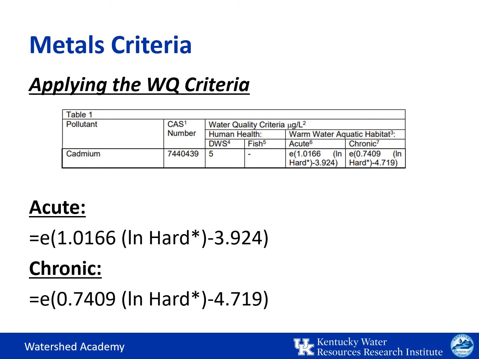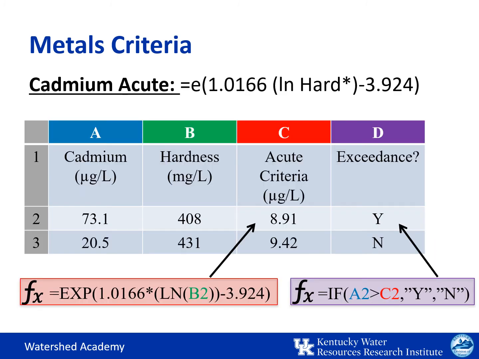Another tricky benchmark shows up in 401 KAR 10:031, and you'll see these long equations. For example, we can see here the warm water aquatic habitat acute criteria for cadmium has this e number and LN hardness asterisk. What does all of this mean? That metals criteria written in the regulations is actually an equation. And you can see in the red how you would translate that equation into Excel.